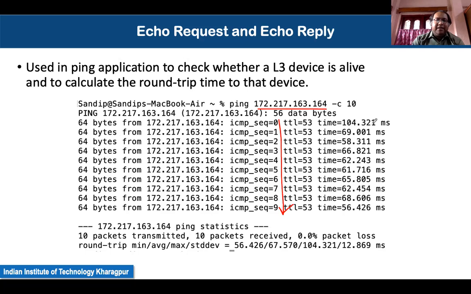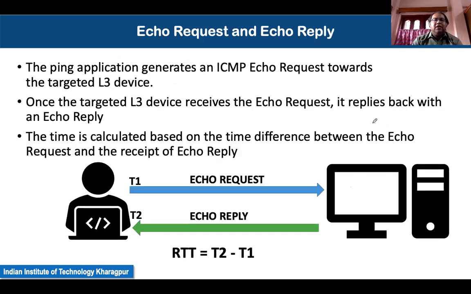Now let us see how ping works with the help of ICMP messages. The ping application generates an ICMP echo request message towards the target L3 device. Once the target L3 device receives the echo request, it replies back with an echo reply. You calculate the round trip time by subtracting the time when you sent the echo request from the time when you received the echo reply. That way, with the help of echo request and echo reply, ICMP works. Whenever you send an ICMP echo request to a machine, it will send back an echo reply.